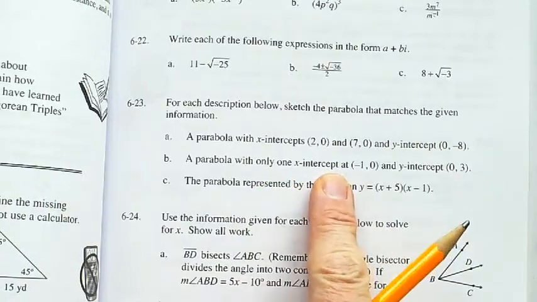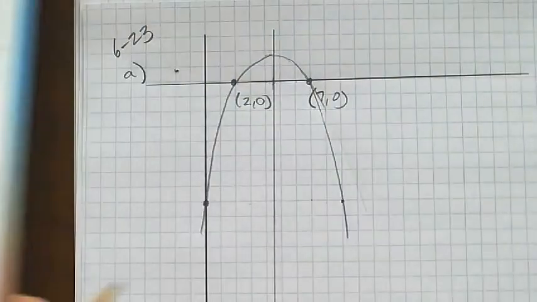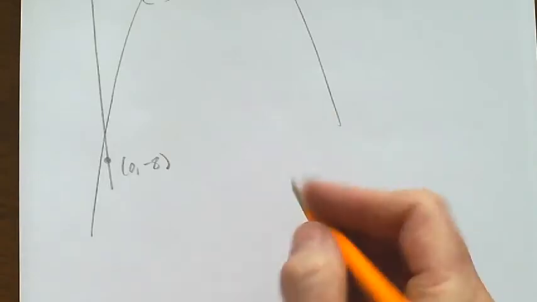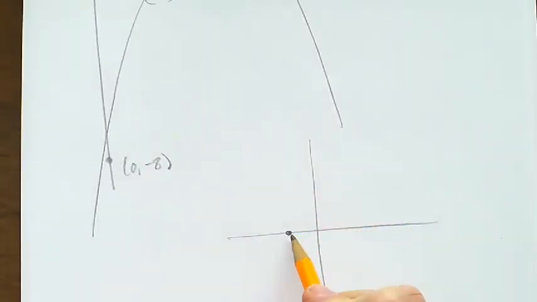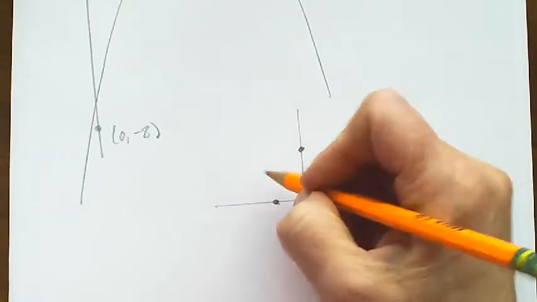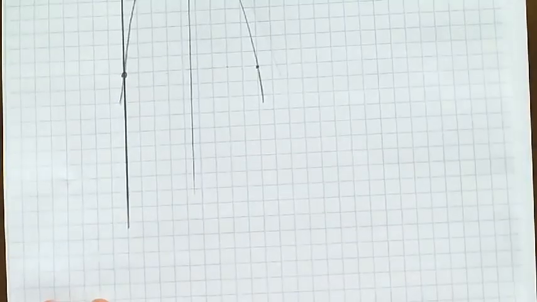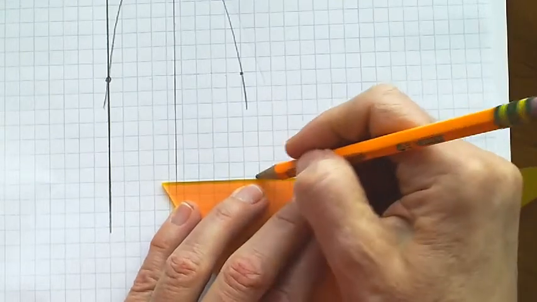Part B, a parabola with only one x-intercept at negative 1 and a y-intercept at (0, 3). Okay, so think about what this looks like. It's got an x-intercept at negative 1. Okay, it's hitting the x-axis right here, and that's the only place it touches the x-axis, and then it's got a y-intercept of 3. So that means it must be opening upward. So let's sketch that one, maybe kind of over to the right side of your paper, kind of in the middle.